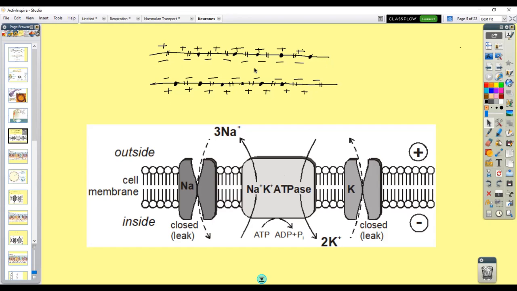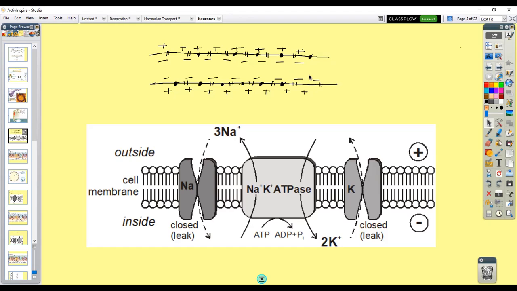Okay, now at rest, when there's no electrical impulse being fired, so there's no stimulus, then the outside of the axon is positive relative to the inside. This does not mean that the outside is, let's say, plus 50 and the inside is minus 30. It means that the outside is more positive than the inside.